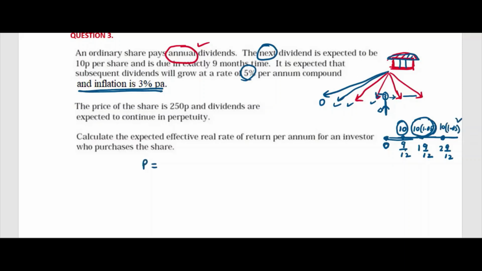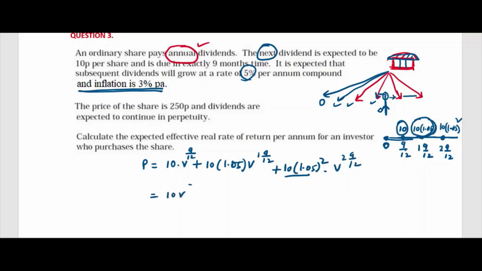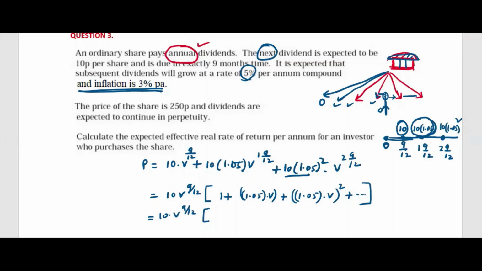So if you find the price here, it's easy. 10 v power 9 divided by 12. Then 10, next dividend is 10 into 1.05 square, v to 9 by 12. That way it will continue. Then if you take 10 v power 9 by 12 common, you get 1 here. Then you apply the GP formula, 1 plus r square. This is infinite, 1 divided by 1 minus 1.05 into v, 1 divided by 1 minus r, that's all.